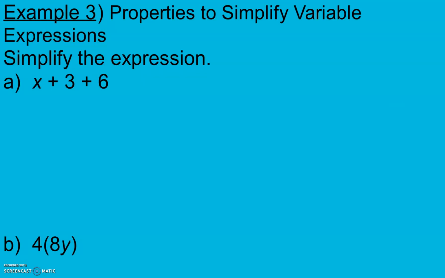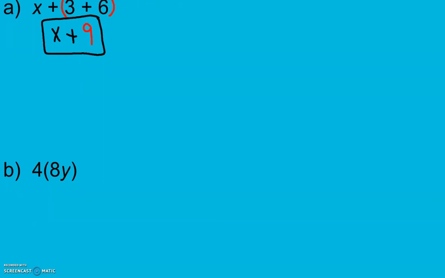Here I'm trying to simplify the expression, but PEMDAS says I have to add from left to right. So it wants me to add x plus 3. I can't do that until I know what x is. So instead, I'm going to use my associative property, and I'm going to group my 3 and my 6 together. What that lets me do is add that and get a 9. And I haven't changed that x or the fact that I'm adding, but there's nothing else I can do here to simplify that. So my only option there is x plus 9 using that associative property.